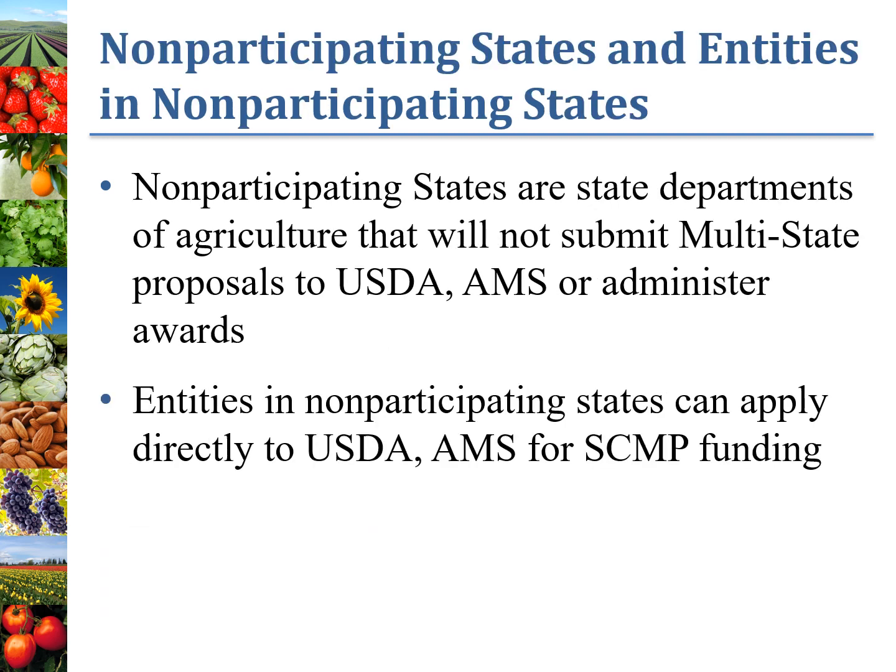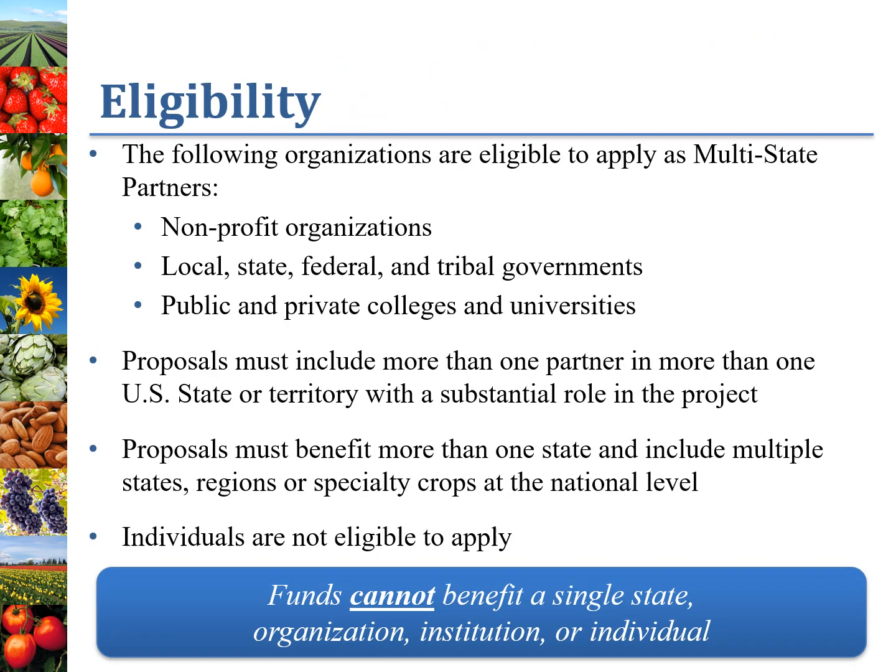Finally, we have non-participating states and entities in those states. The key information for non-participating states is that the organizations in those states are still eligible to partner on multi-state projects and can apply directly to USDA. Entities that are eligible to act as multi-state partners include nonprofit and for-profit organizations, local, state, federal, and tribal government entities, and public and private colleges and universities.